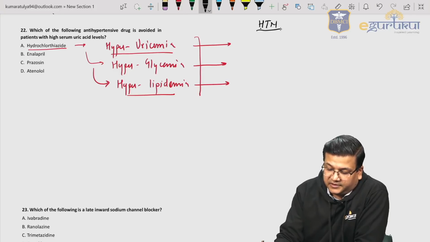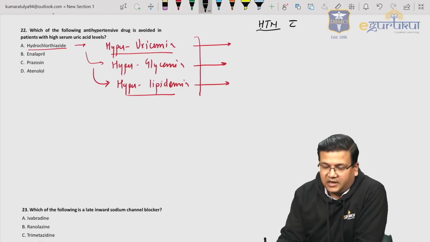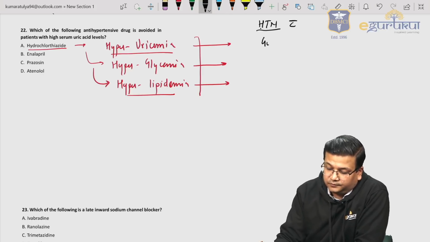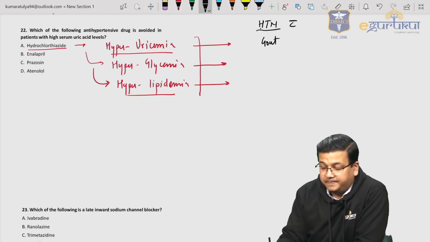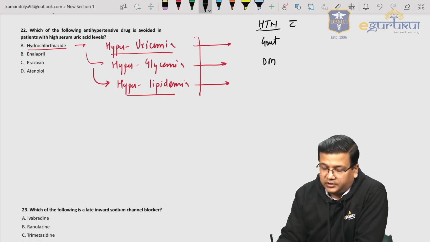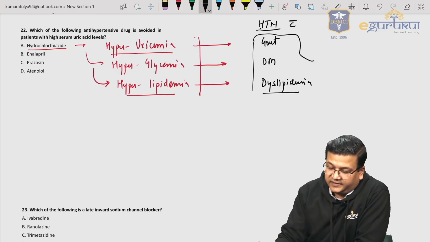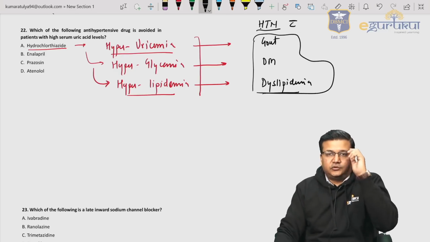HTN represents hypertension. If patient has hypertension, along with hypertension he has gout, better to avoid thiazide. With hypertension, if patient has diabetes mellitus, better to avoid thiazide. And if with hypertension patient is suffering from dyslipidemia, it is better to avoid thiazide class of antihypertensive. So that is what question is asking.